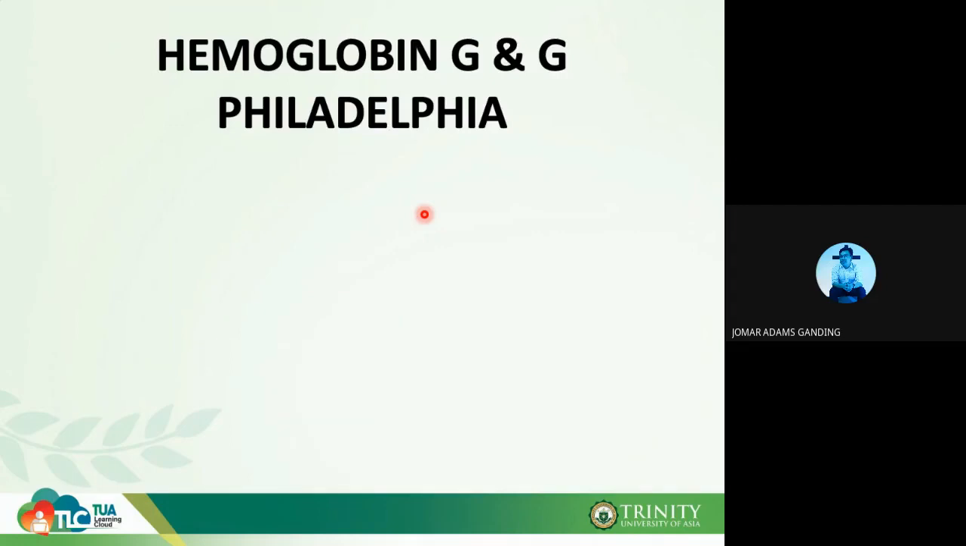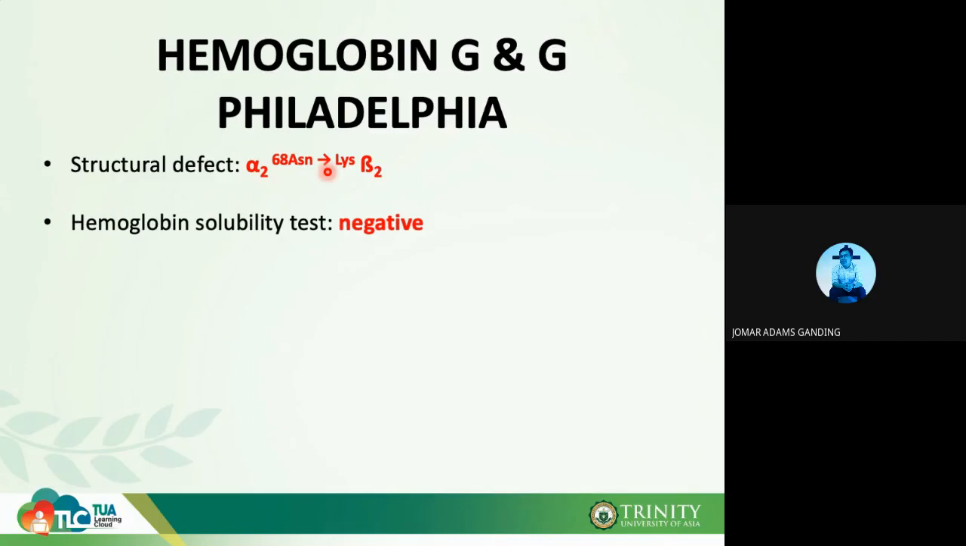Last but not the least, we also have here your hemoglobin G Philadelphia. Okay, here the problem is now not on the beta but on the alpha. Okay, there is a structural defect on your alpha globin chain, specifically on position 68, whereby your asparagine was replaced with your lysine. Okay, asparagine was replaced with your lysine at position 68. So there is a negative solubility test for this one, and the disorder that is associated here is your hemoglobin G disease, again characterized with a mild hemolytic anemia and mild splenomegaly. Okay, so kung mapapansin ninyo, once again, everything are just mild except for hemoglobin S.